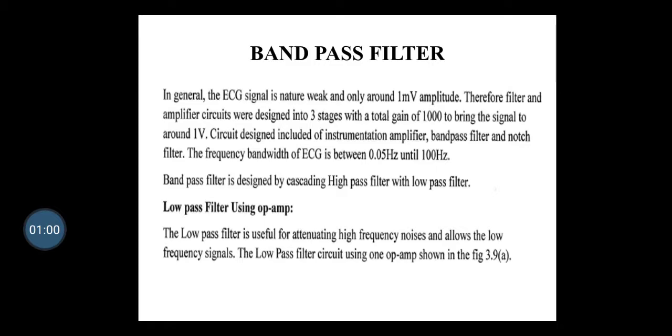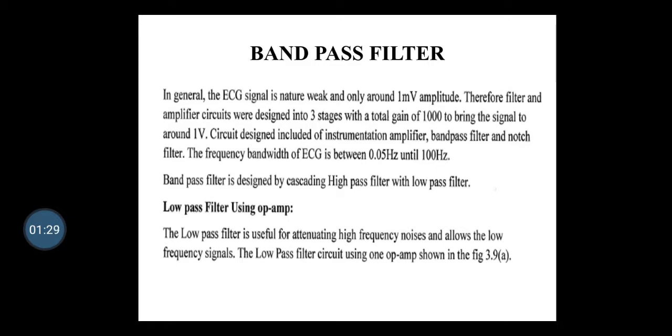The frequency bandwidth of ECG is between 0.05 Hz and 100 Hz. A band pass filter is designed by cascading a high pass filter and a low pass filter. So, we are going to see what is meant by a high pass filter and a low pass filter. First, we are going to see the low pass filter. The low pass filter is useful for attenuating high frequency noise and allows the low frequency signal.